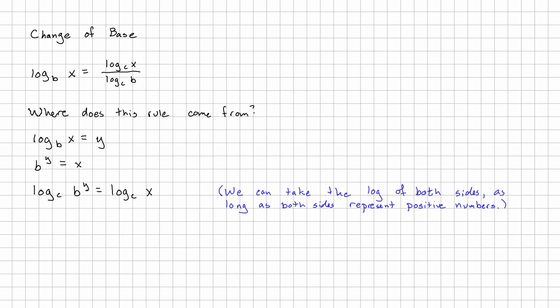But now, according to the log rules that we just learned, we can take y out of the exponent. And now we can divide both sides by log of b. And that's where we get that expression for the log base b of x. That's where the change of base formula comes from. How do we use this?